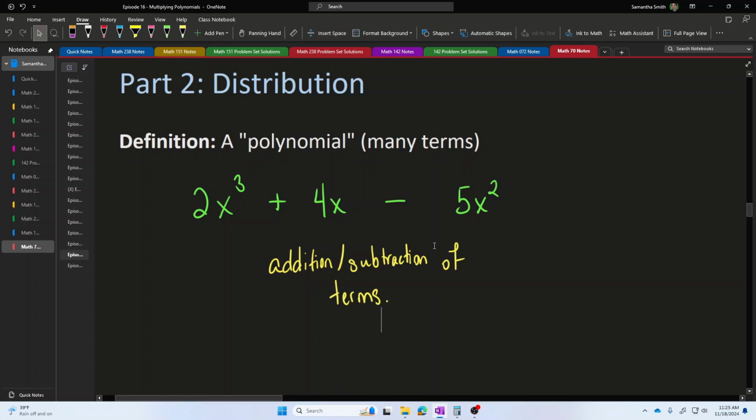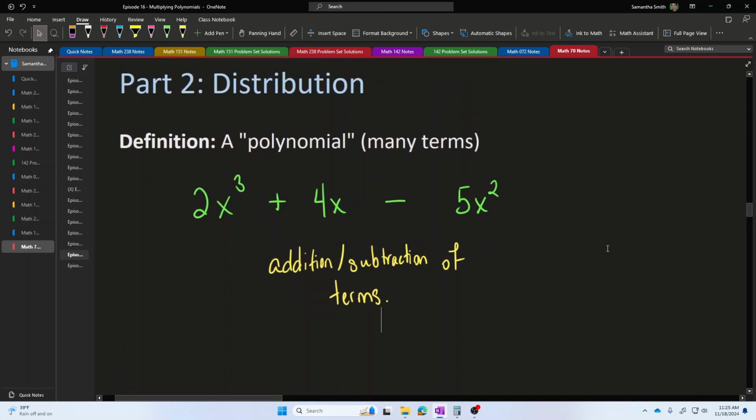Now, if any of the terms in this list were like terms, then we could combine them. But none of the terms in this list are like because each of the terms has a different number of x's. So this expression cannot be simplified any further. This would be a fully simplified example of a polynomial, multiple terms added or subtracted with one another.